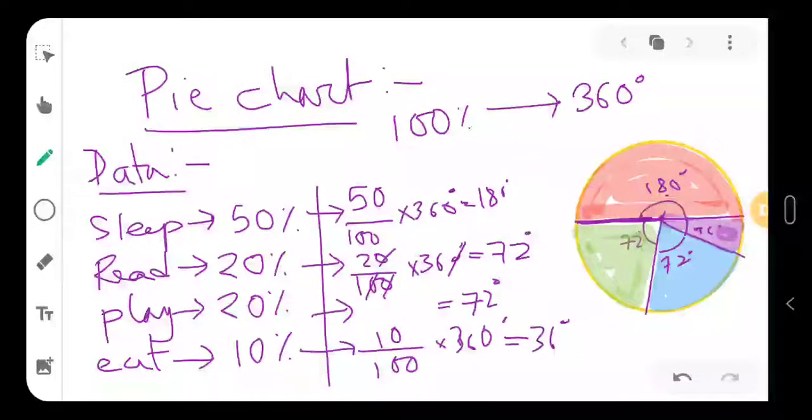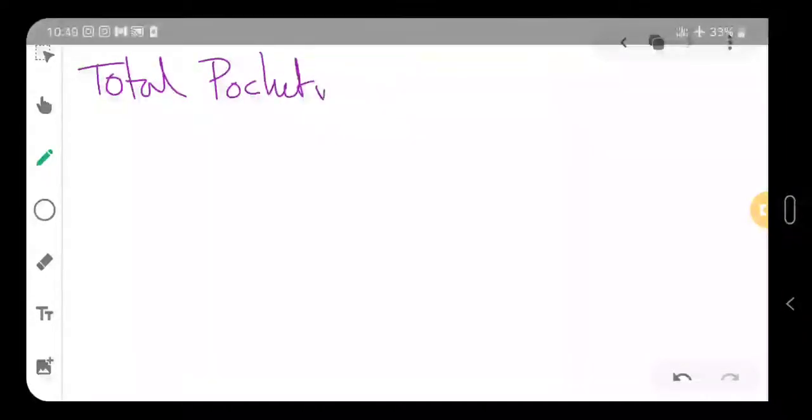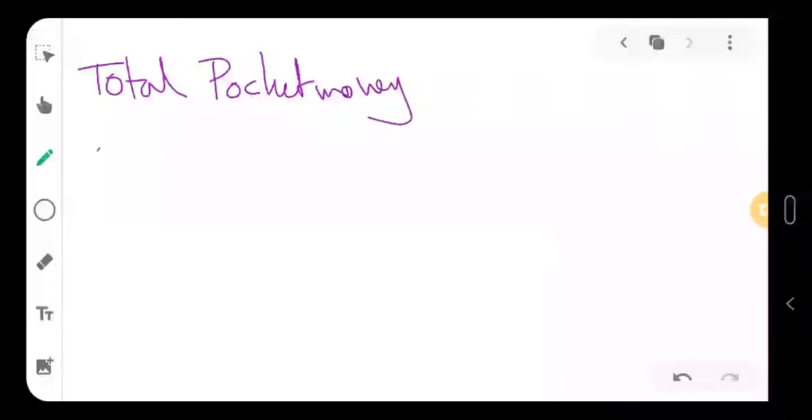So this is how we draw a pie chart, using this formula. This formula is nothing but your unitary method: for 100% I have 360 degree. So this we have done using percentage, but let us do using some values. Let's say your total pocket money is 500 rupees.